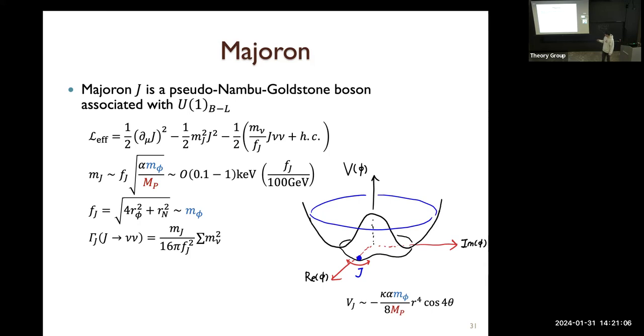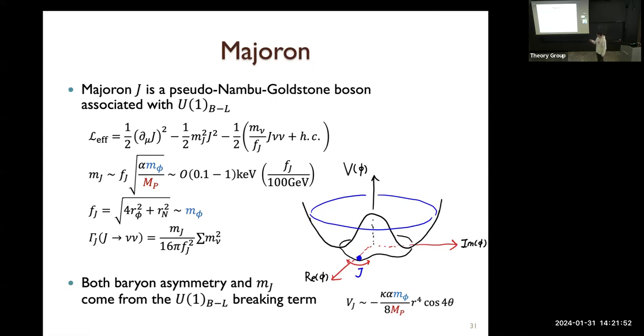And when I get a VEV, then this mass is F_J times the square root of this term. So the Majoron mass also has this square root of M phi over M Planck suppression. For weak scale F_J, we get around the keV scale. And F_J is of course directly given by the VEV of phi and N, which is also weak scale. And we can calculate the decay rate of this Majoron to the active neutrinos, which is conventionally proportional to M_J over F_J squared times the neutrino mass squared.